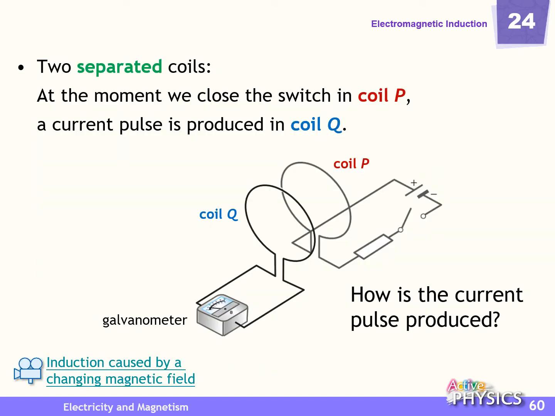And the second one, the two separated coils. At the moment we close the switch in coil P, a current pulse is produced in coil Q. So why? Before you close the switch, there is no current and no magnetic field. However, after you close the switch, there is current flowing from the positive terminal to the negative terminal. So use the right hand grip rule on the coil.